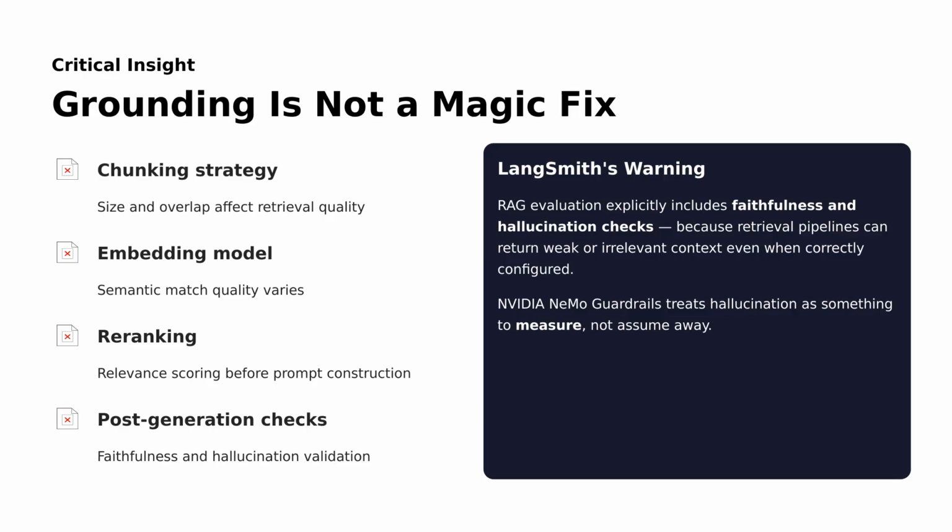Here's the key insight: grounding alone doesn't eliminate hallucinations. Retrieval quality depends on several design choices, like how you chunk content, which embedding model you use, and whether you re-rank results before building the prompt. Even then, weak or irrelevant context can still slip through. That's why tools like LangSmith and NVIDIA NeMo Guardrails emphasize post-generation checks, including faithfulness and hallucination evaluation, as a necessary part of a reliable RAG pipeline.